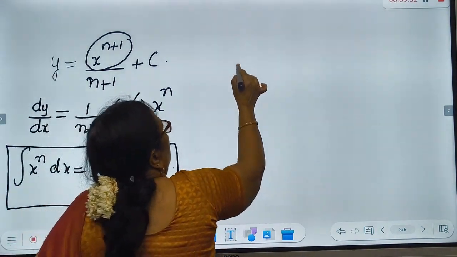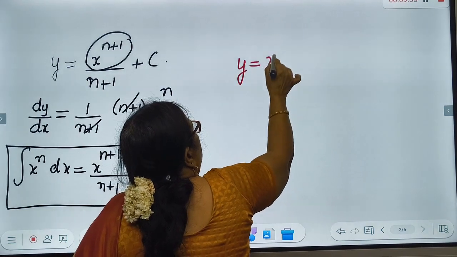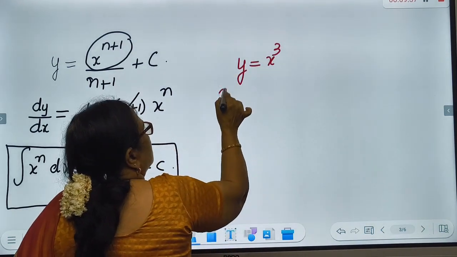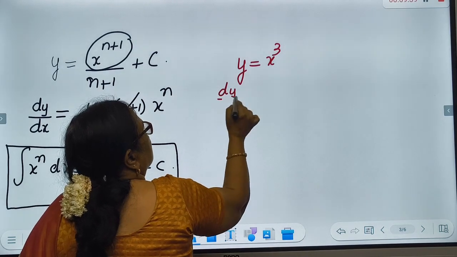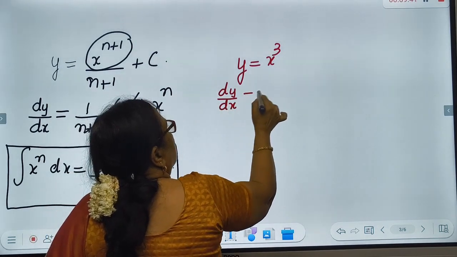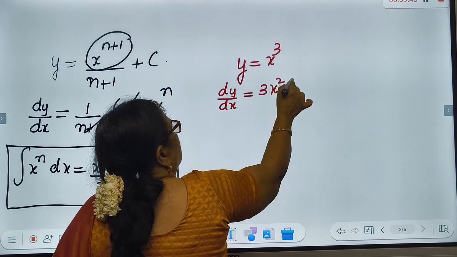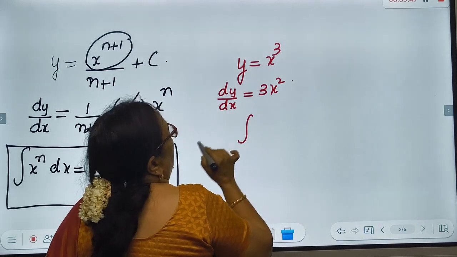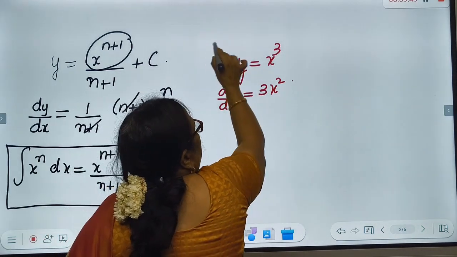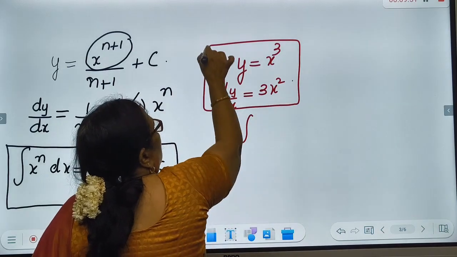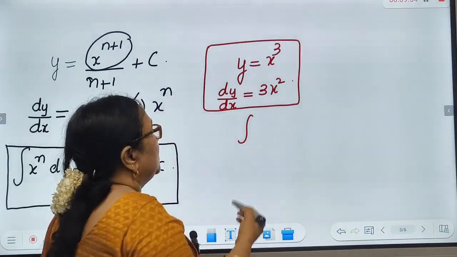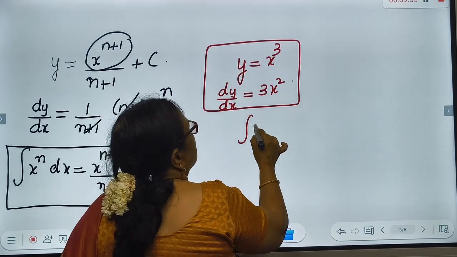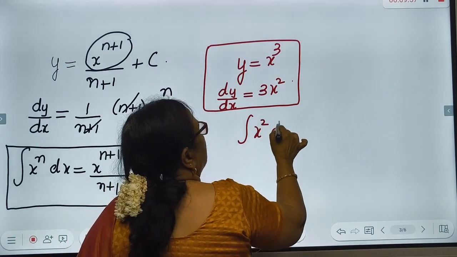Now y equal to x cube. What is dy by dx? 3x square. Right. Now what is the integral of this, you know already. But now we are going to do a different process, which is integration. What is integral of x square dx?